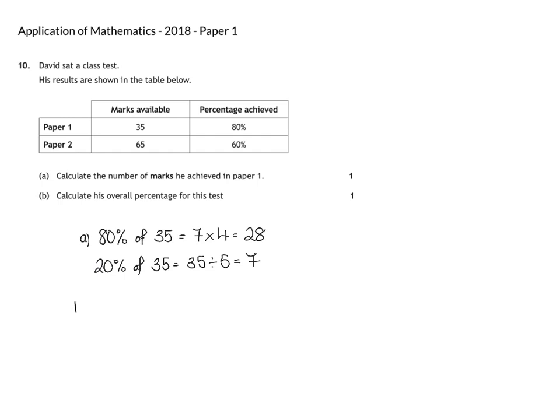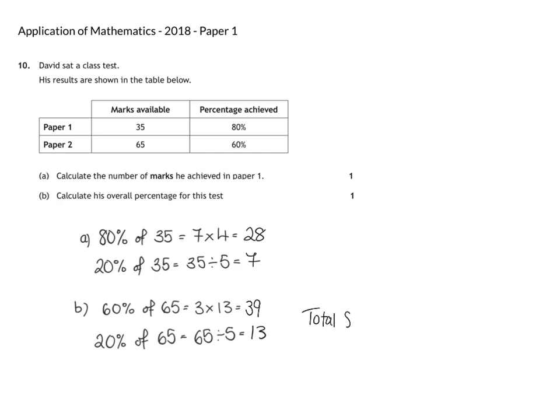Right, so for part B, his overall percentage for the test. So this assessment in this case would be out of 100. If we work out the mark for the second test, we've got 60% of 65. So again, 20% of 65 is going to be 65 divided by 5, which is going to be 13. And then we times that by 3 to get our 60%, so we get 39. So total score, we add those two together, so it's 28 plus 39, which is 67.